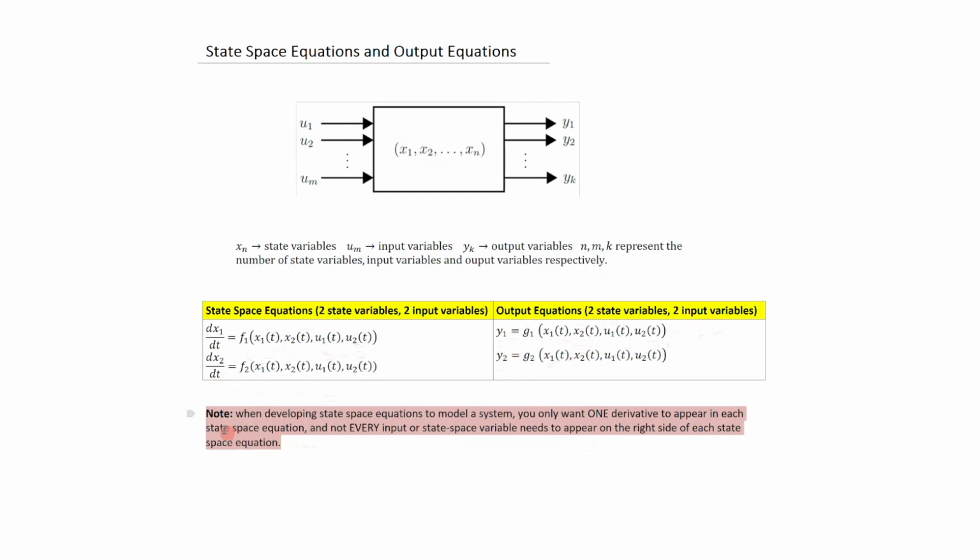So this is an important note here at the bottom. When developing state space equations to model a system, because that effectively is the task, to create system equations compatible with a set of state-based equations, you only want 1 derivative to appear in each state-based equation. It turns out not every input or state variable needs to appear on the right-hand side of each state space equation. Every system will look different.